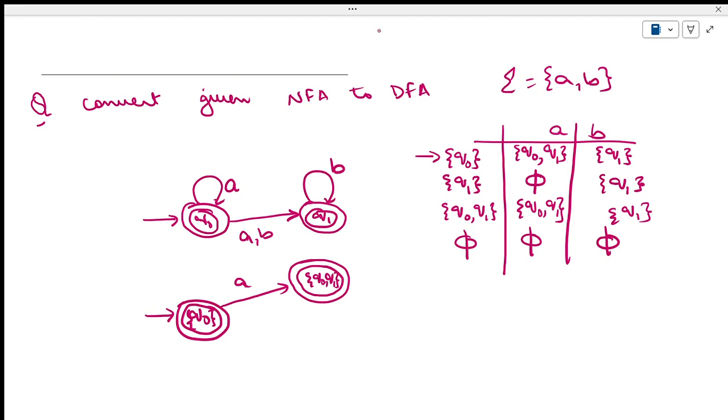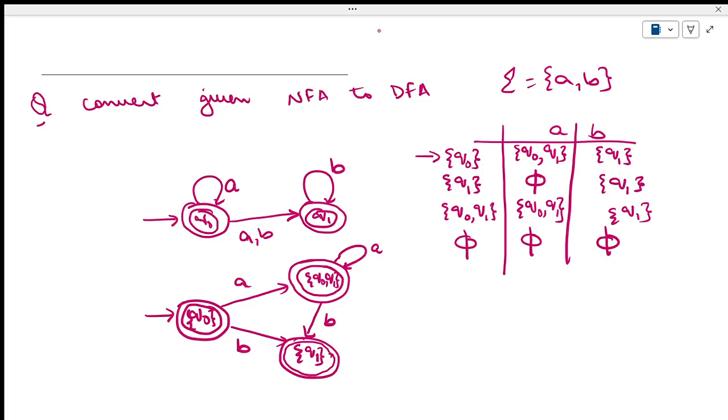Now see {Q0, Q1}. Q0 on reading B is going to state Q1, and since Q1 is an accepting state in the main diagram, it has to be an accepting state here also. Now we have these three states. Start with {Q0, Q1} on reading A, going to state {Q0, Q1}. {Q0, Q1} on reading B is going to state Q1. {Q0, Q1} has both transitions completed.